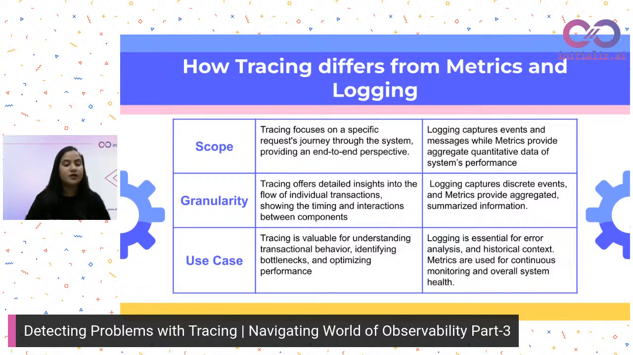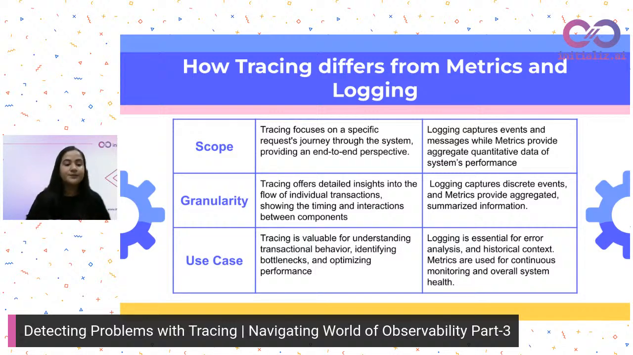Now, how tracing differs from metrics and logging, because basically all of these are pillars of observability, but there's some difference in the scope, granularity, and use cases when we talk about them separately. So tracing basically focuses on a specific request journey through the system. So it provides an end-to-end perspective, whereas logging captures events and messages across the application. If you see how error logs are there, and while metrics provide aggregated quantitative data about system performance. So in the last two videos, we saw how these things look, right? How logs look and how metrics look. So you can create a picture in your mind of how these are different. And in today's video, we'll also see how traces look in real time.